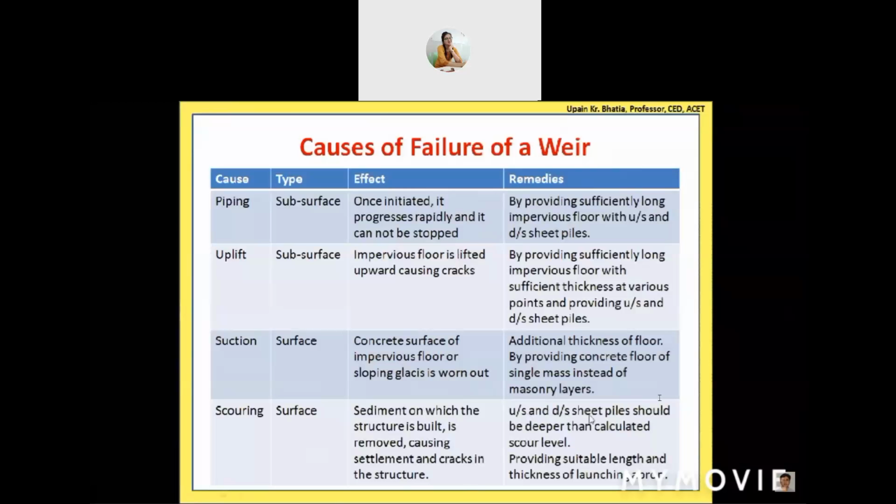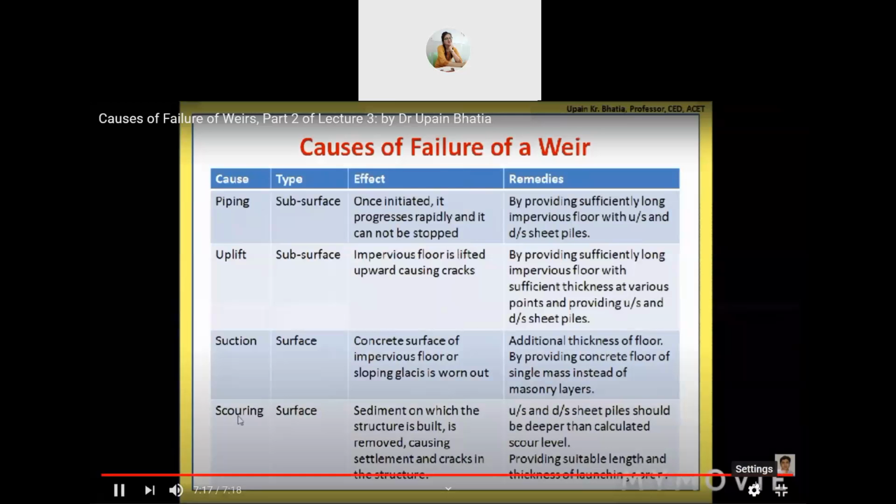So upstream and downstream sheet piles should be deeper than the calculated scour level so that the soil below the structure is not removed, and by providing suitable length and thickness of the launching apron. We have discussed in the previous slides how the launching apron functions and how it prevents the damage due to scouring. That also we have seen. So providing suitable length and thickness of the launching apron will also help against this scouring phenomenon.